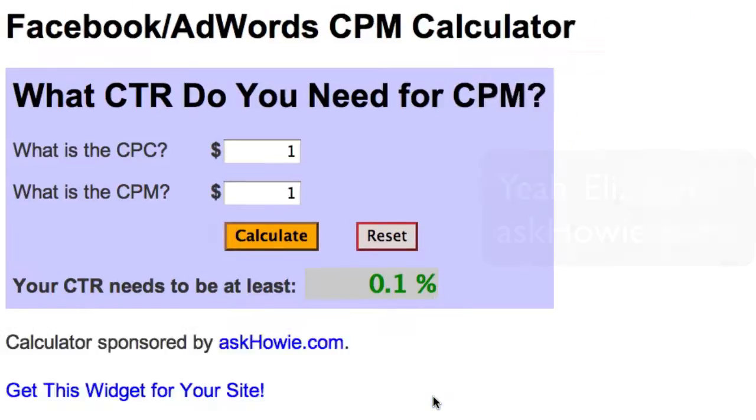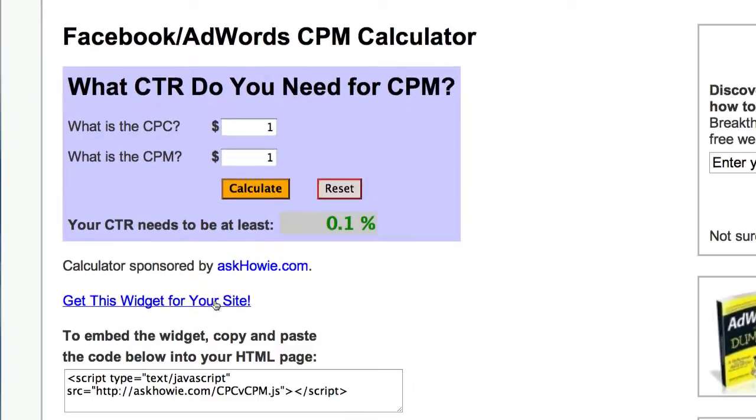Here's the other thing. If you would like to take credit for this, or at least some of it, you can get this widget for your site as well. Just click here and it'll give you some code. You copy the code, paste it into an HTML page or a blog page on your site, and you can have this calculator there and explain it for your market and tell them how they should do Facebook bidding.